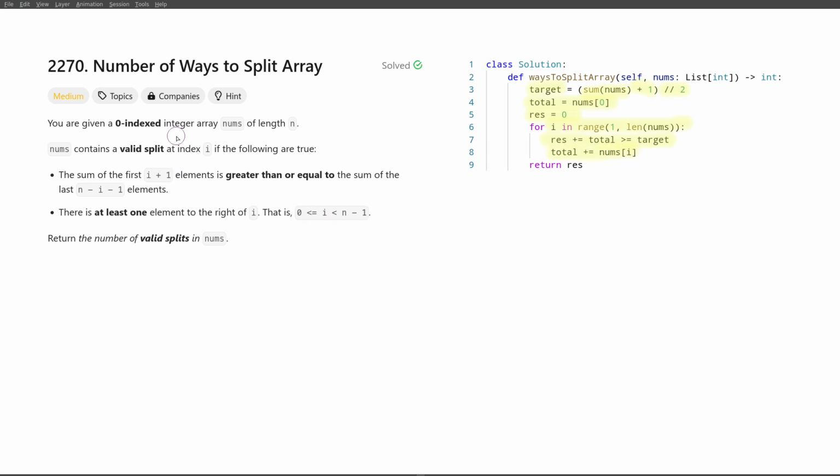We have to make sure, because here we are being told that there has to be at least one element to the right of I, and of course there has to be at least one element to the left of I from the way it's written, so you have to make sure that there are no off by one errors. This is one way of doing it. At the end we return the result, and that's it. That's the whole medium problem.